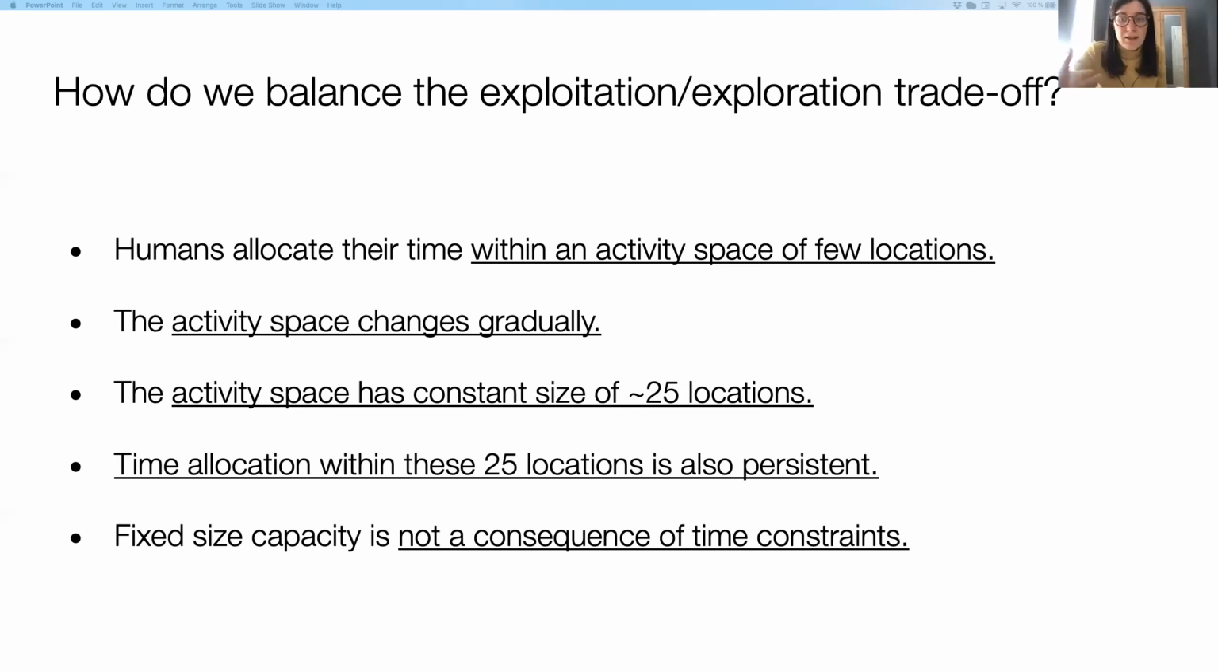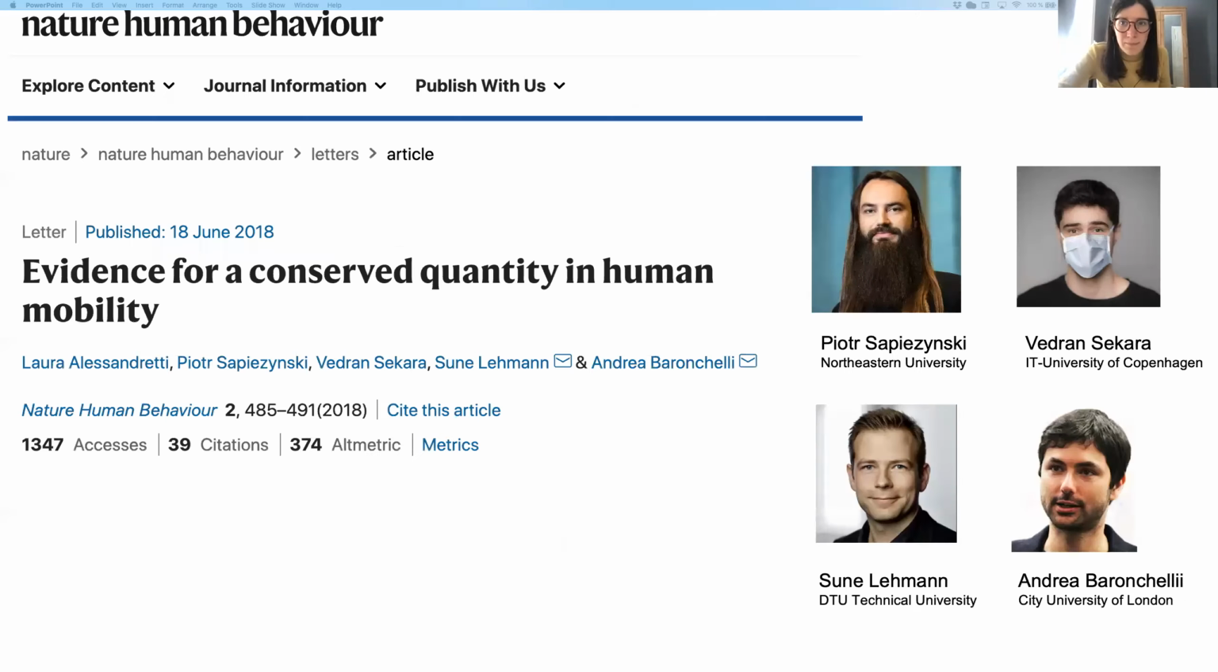And the model that includes memory as a possible source of this limit is able to reproduce the empirical observations. This work was published a few years back in Nature Human Behaviour with Piotr, Vedran, Sune, and Andrea, and it's evidence for a conserved quantity in human mobility. Again, there is a lot more in there than what I've been explaining here, so I encourage you to read it if you want to find out more.